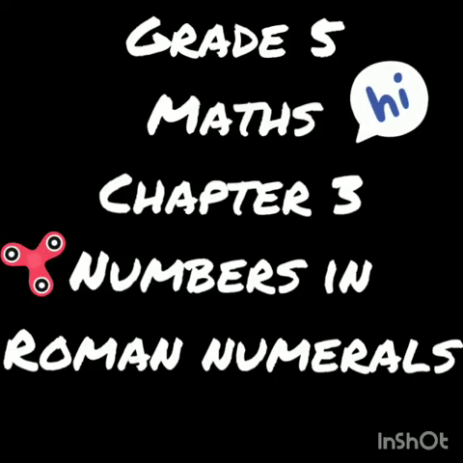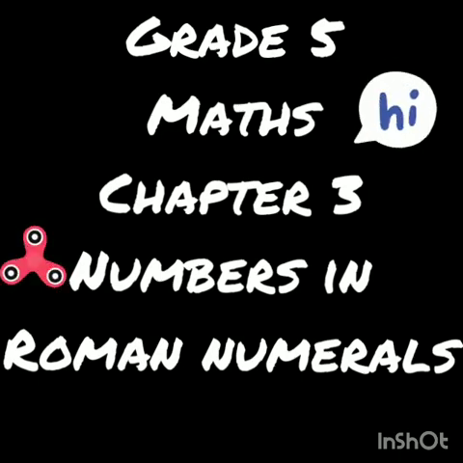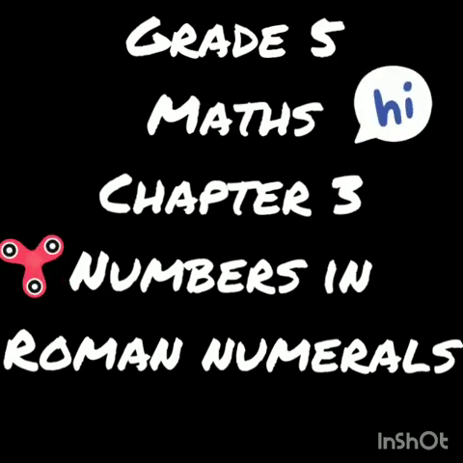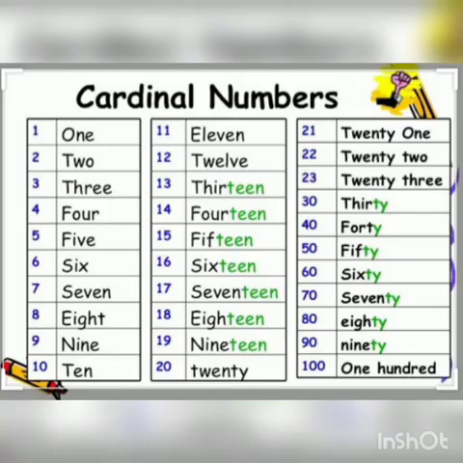Today we are going to see chapter 3, Numbers in Roman numerals. Before going to see about Roman numerals, we have to see cardinal numbers. What are cardinal numbers? We have learned 1 to 100 already. That is called cardinal numbers. Now we are going to see Roman numerals for the given cardinal numbers.